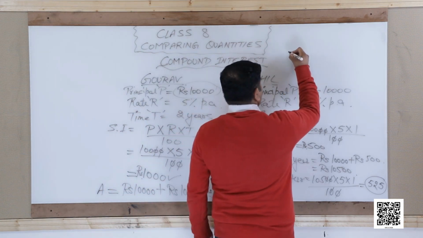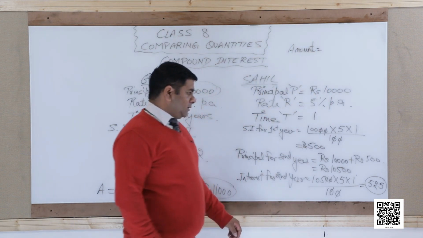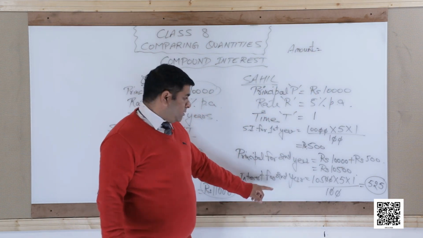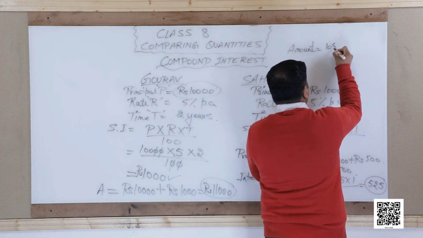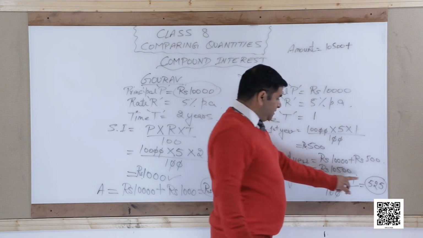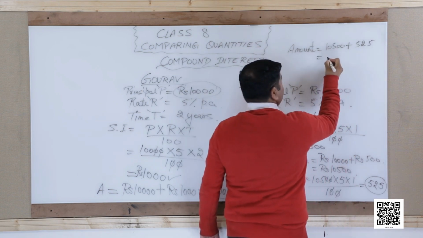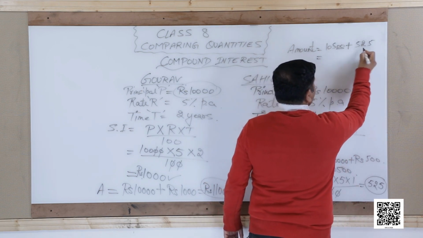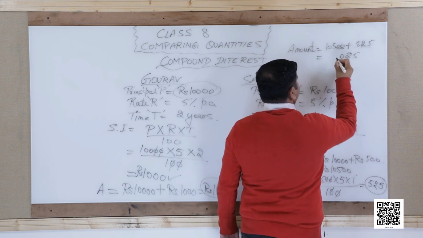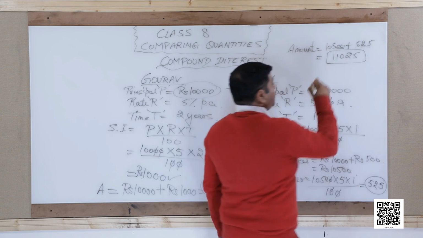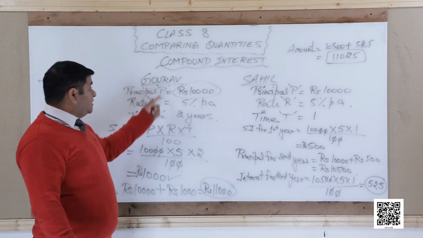Now what will be the total amount? The principal for the second year, 10,500, plus the interest for the second year, that is 525, and we got 5 plus 5 is 10, 1, 10 plus 1 is 11, so 11,025. Now students, see the difference.